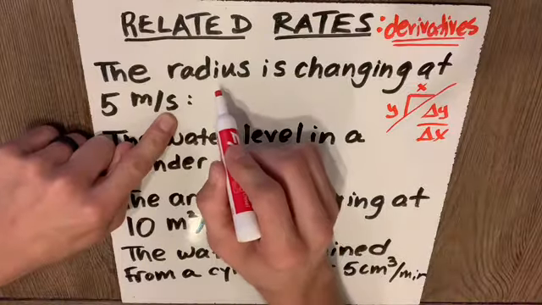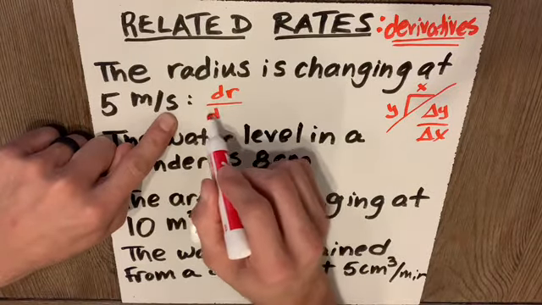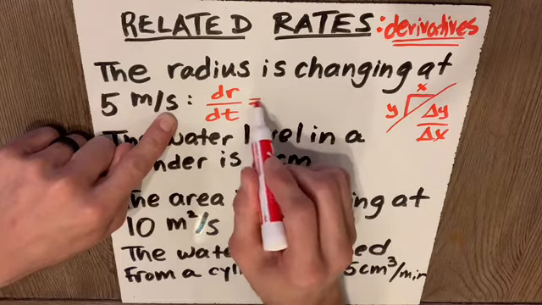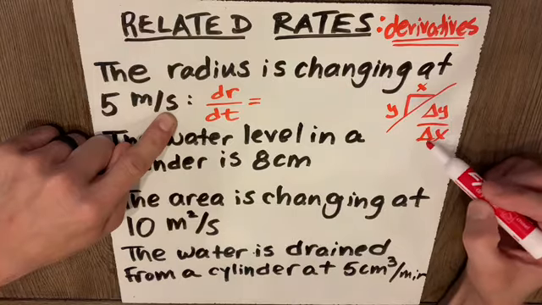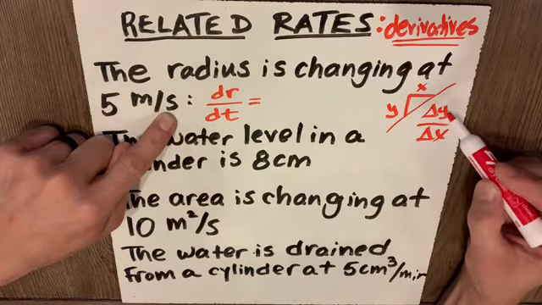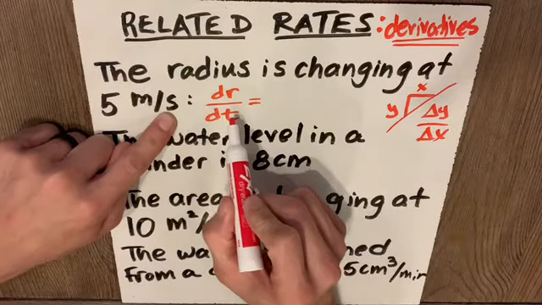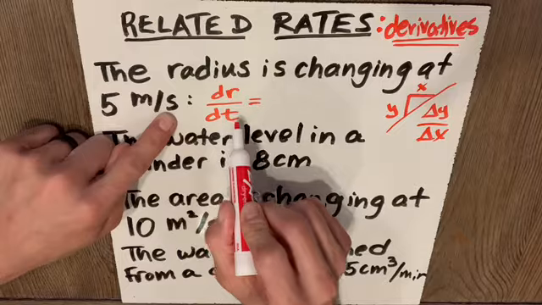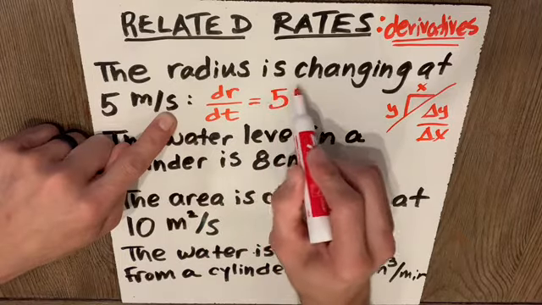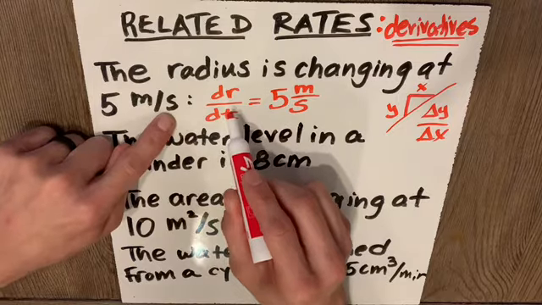So we can say dr, the change in radius, per dt, the change in time. We can think of those d's as delta. Here's our Greek letter delta. Change in y, delta y. Change in x, delta x. Well, dr/dt can be thought of as delta r, the change in r, per change in time, is 5 meters per second. Notice that's a derivative, that's a rate.